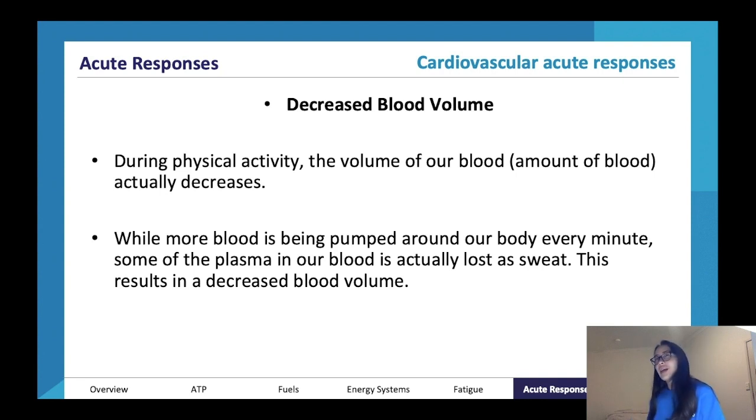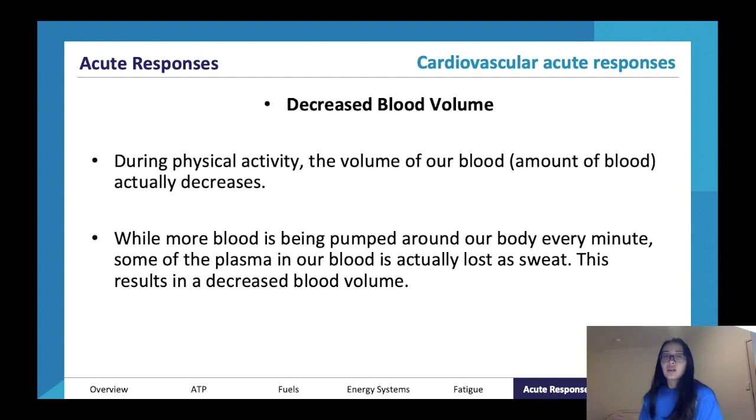For a really long time, I was just like, yeah, blood's red. It's just red blood cells. But blood is made up of a bunch of stuff. So there are red blood cells, white blood cells, and also plasma, which is like a fluid, a fatty fluid type stuff.